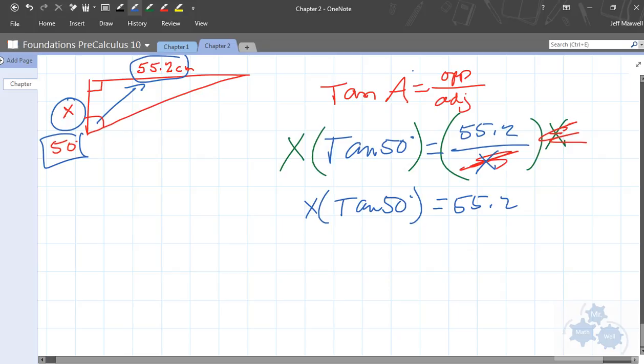Okay, I still don't have x by itself, Mr. Maxwell, so what do I do? Well, not too difficult. You just have to do one more step. If x is in the denominator, to get x by itself, you got to do 2 steps instead of 1. Anybody know how I might get x by itself here?